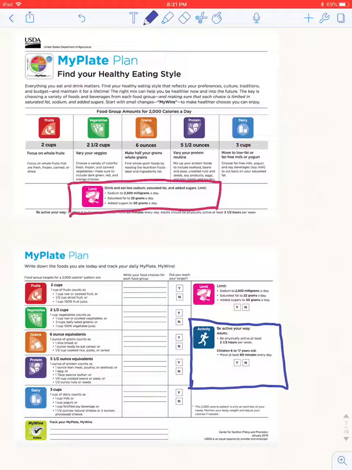Something MyPlate doesn't address is how much water you should be drinking on a daily basis, which we feel is important to mention. As a general rule of thumb, 8 8-ounce glasses of water each day should meet your needs. However, individual needs can vary depending on sex, local climate, whether or not you exercise, and additional factors.